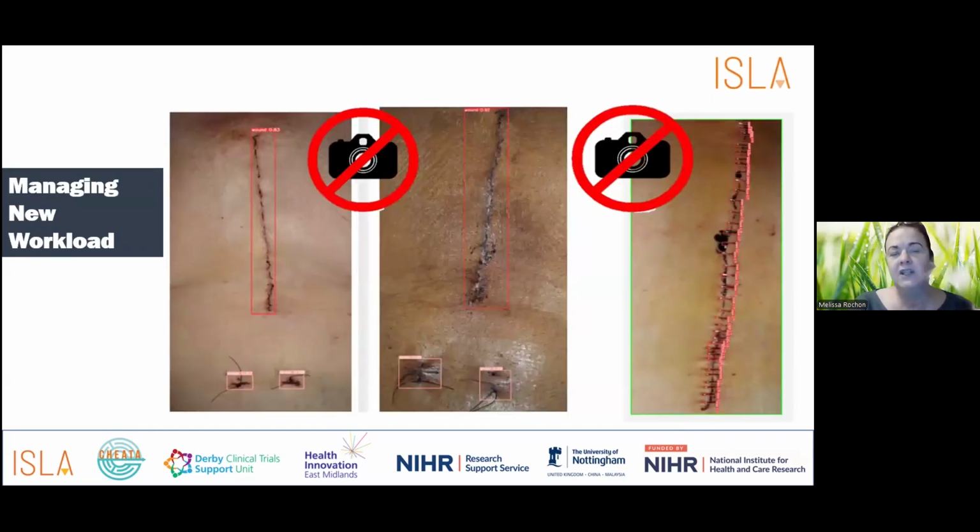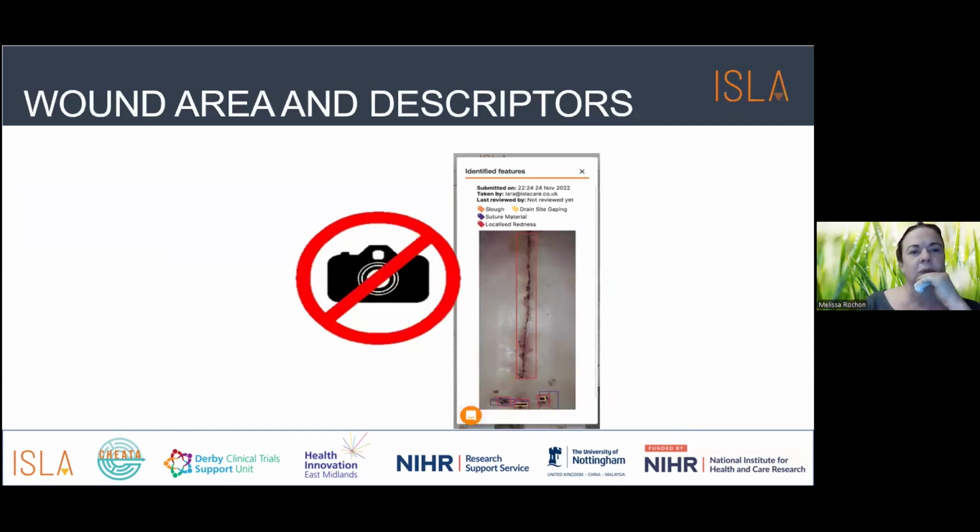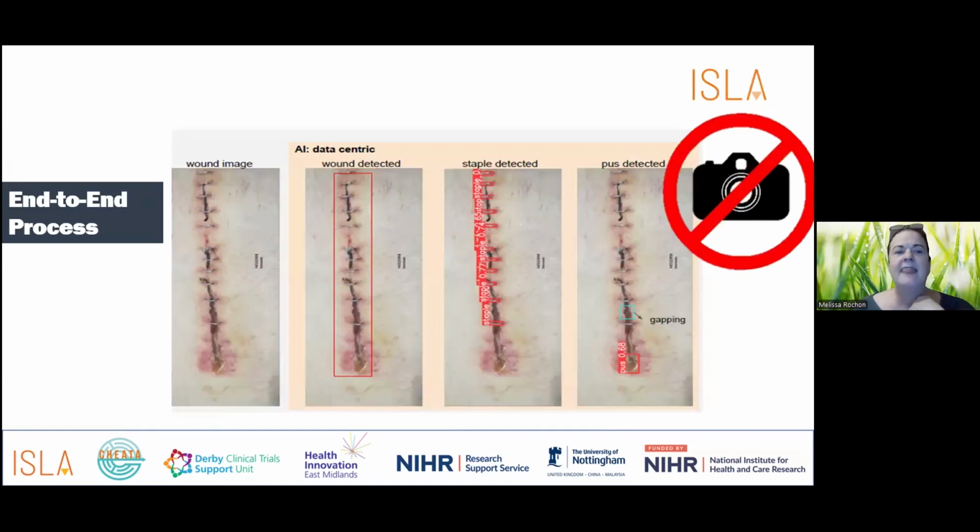Then the algorithm needs to look for incisions, and this might be the main incision or any adjuncts like drain sites. And then it needs to look for wound closure materials, because obviously you don't want to miss if somebody still has clips in 4 or 5 weeks after their surgery. Then you need to look for markers, like is there any localized redness, any unexpected tissue or the like. And from end to end, it goes through, identifies the area, identifies suture materials, and identifies any problems with the wound.